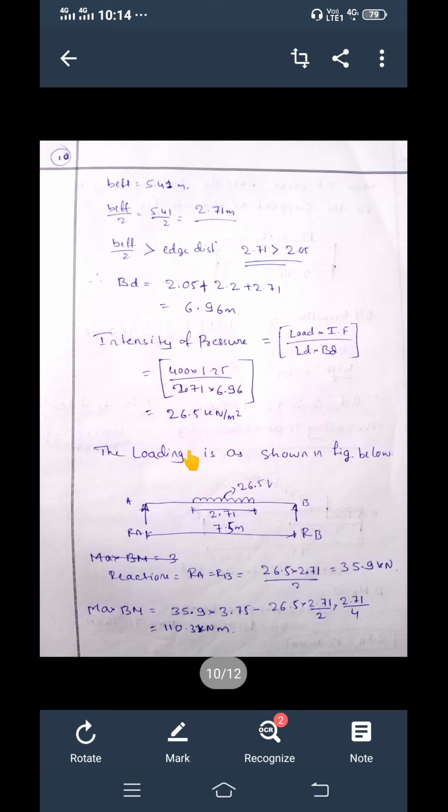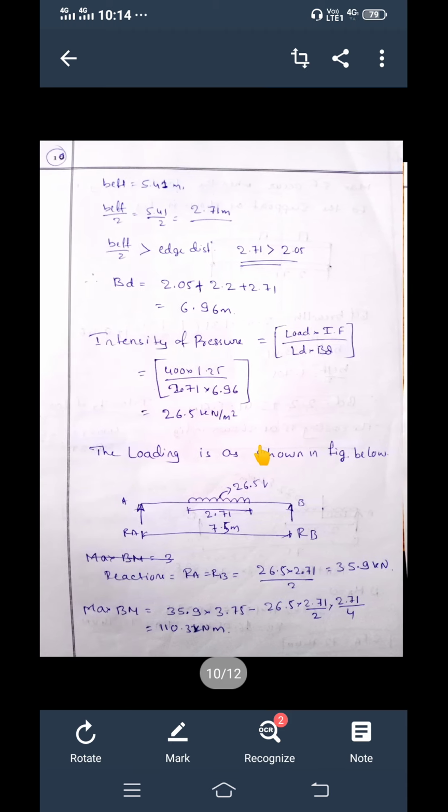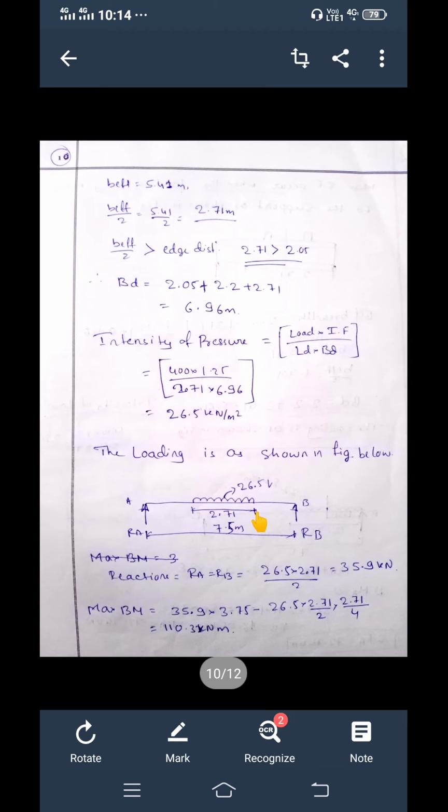Why is it 1.25? Because of the 25% impact factor, meaning an addition of 25% on top of the actual load, so it is 1.25, divided by BD into LD. The intensity of pressure, how much did you get? 26.5 kilonewton per meter square. This loading has been shown here with the 2.7 meter UDL.